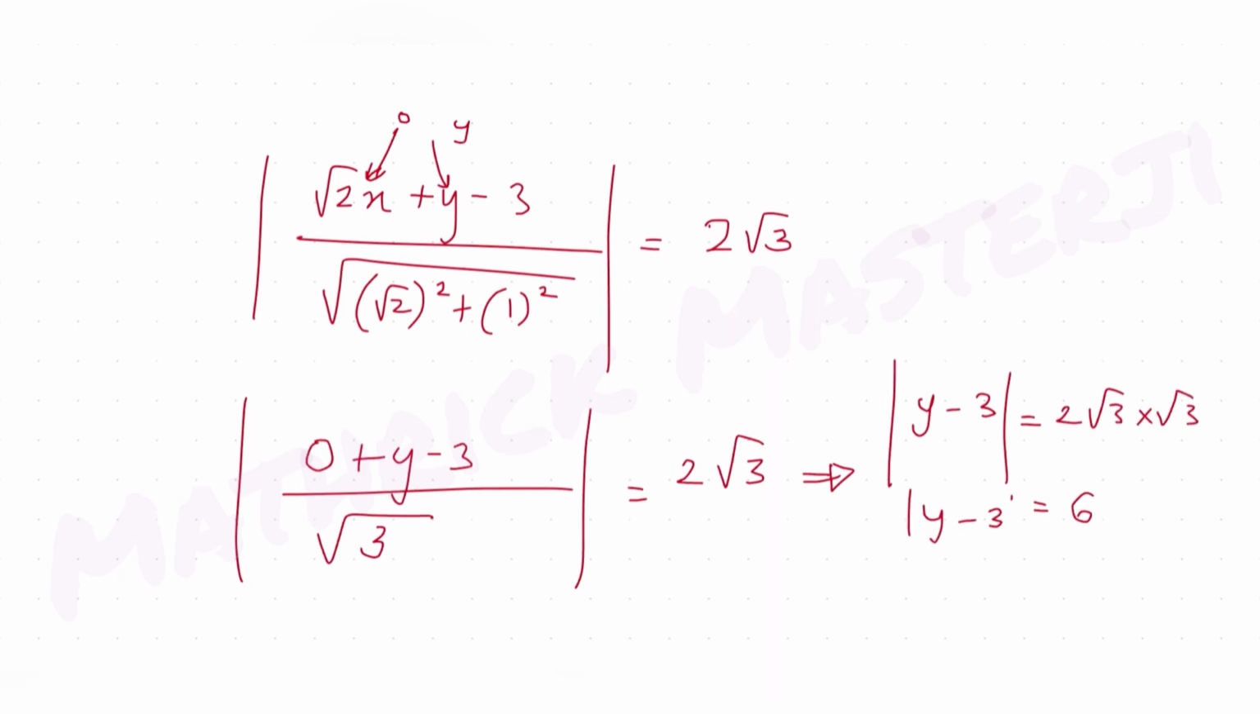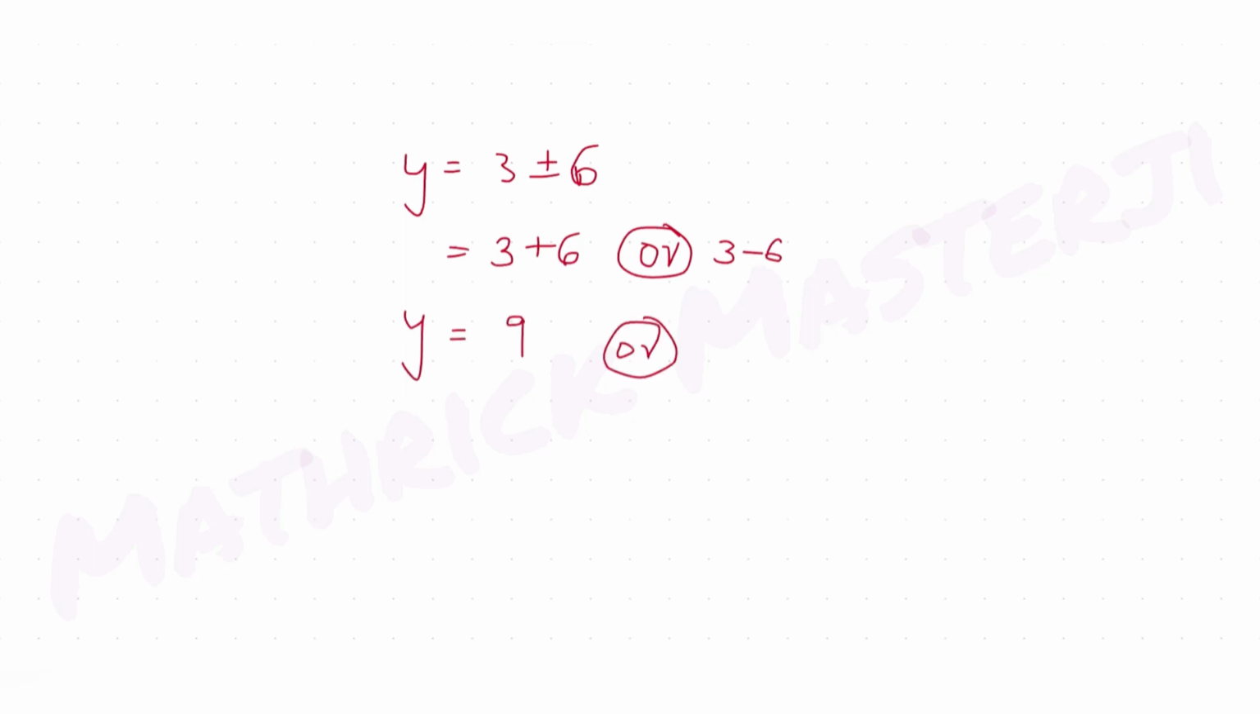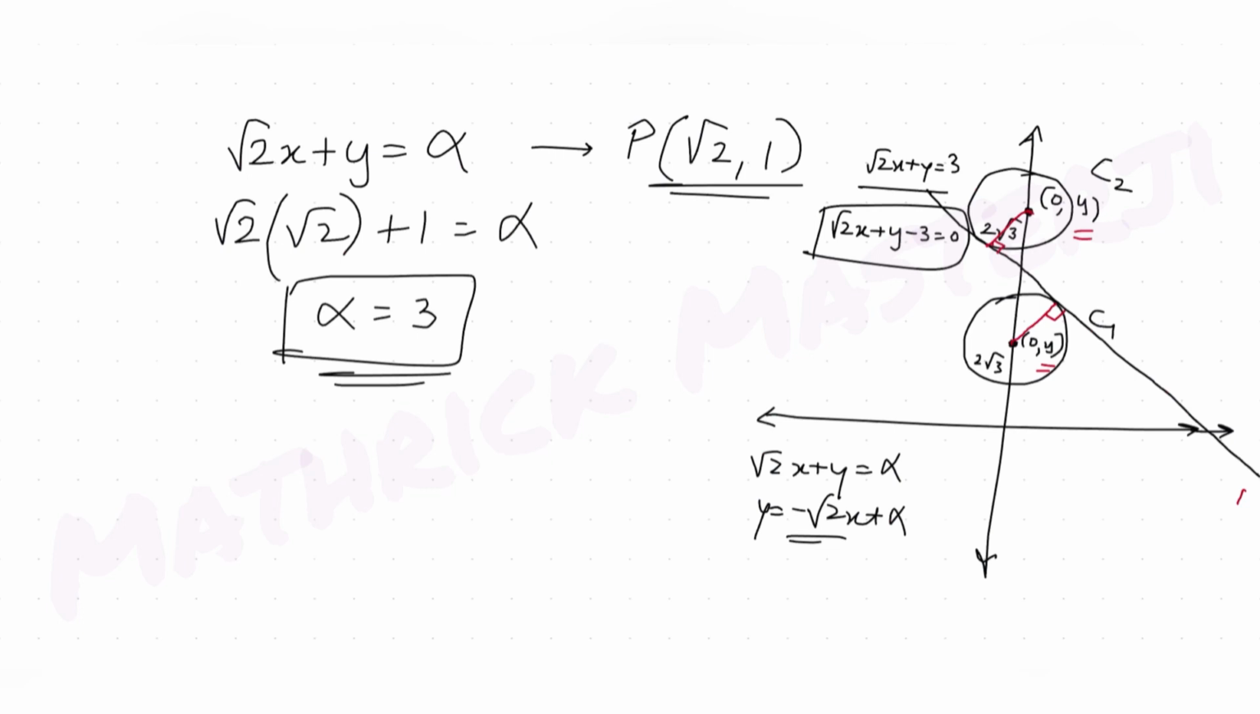So y minus 3 becomes plus or minus 6. That further gives me y is 3 plus or minus 6. And when I have 3 plus 6, or 3 minus 6, that gives me y is 9 or minus 3. Now once I have y is 9 or minus 3, I get my y-coordinates here: this is (0, 9), and the other center coordinate is (0, minus 3).